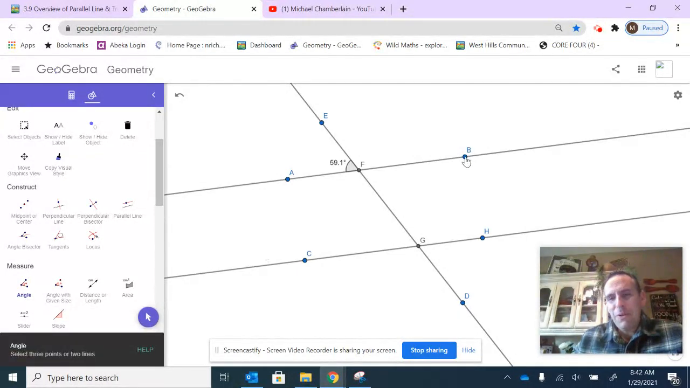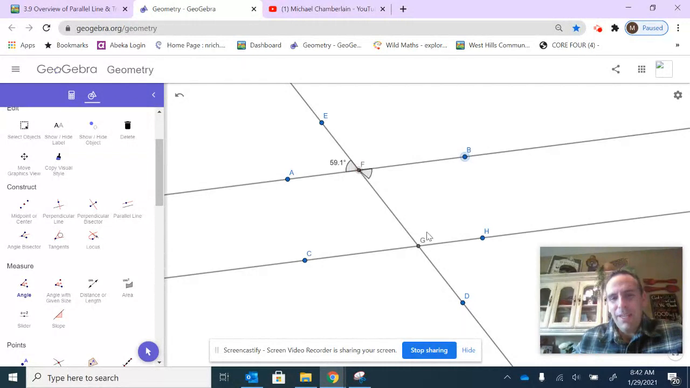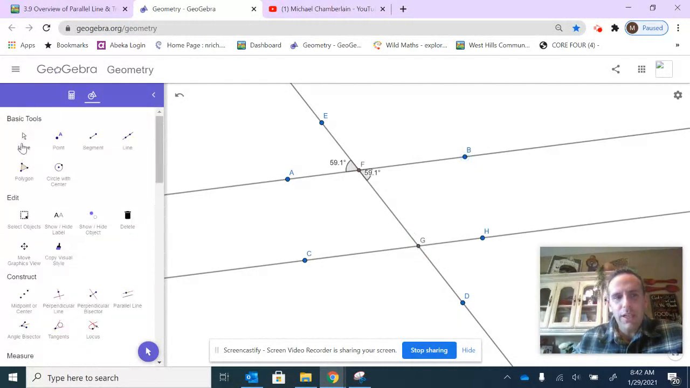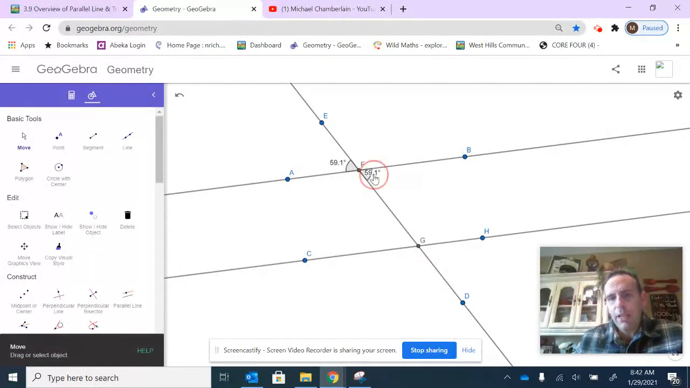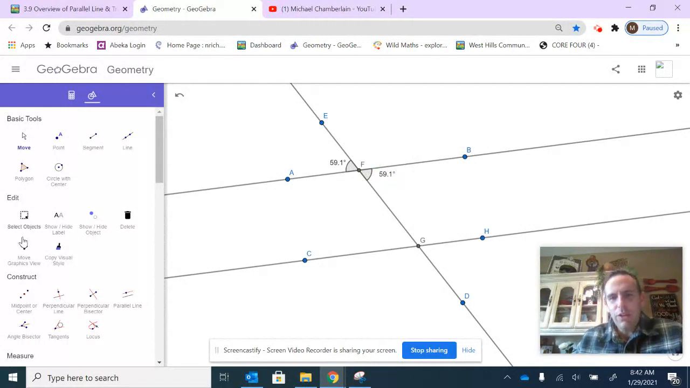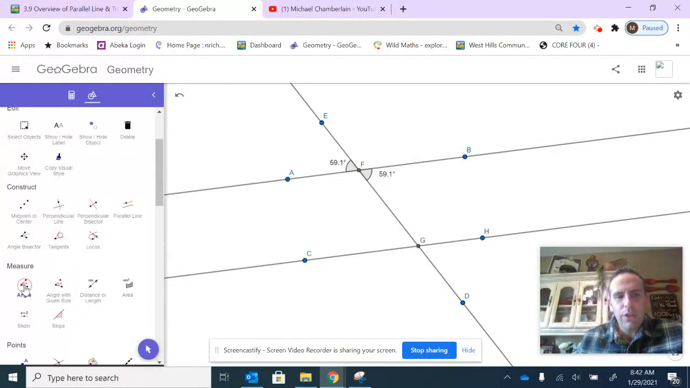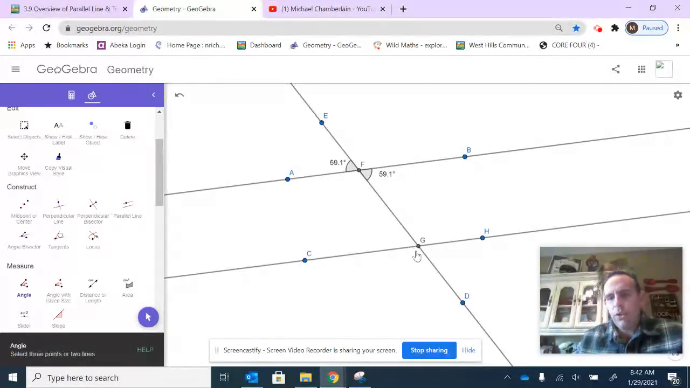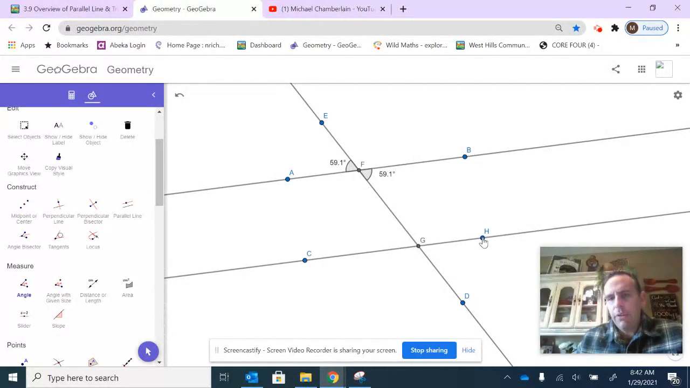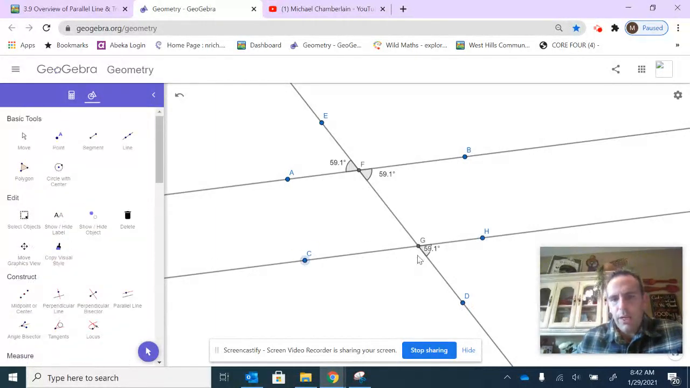Okay, now that you're back, hopefully you paused it. If we click on BFG, which is big friendly giant, BFG here would also be 59.1 because it is a vertical angle. Now, the transversal hits the parallel line below. So notice that the corresponding angle there to the previous one, HGD, is also 59.1. And likewise, CGF is 59.1. So we have those 4 measures that are the same.